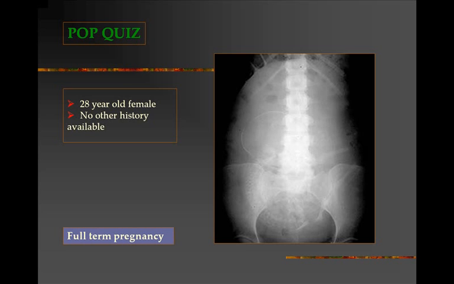This is a case of full-term pregnancy. If you note carefully, you see the head of the fetus here and the vertebral column of this fetus running down this way. This is a rare example because normally patients who are in full-term pregnancy will not have an X-ray of the abdomen.